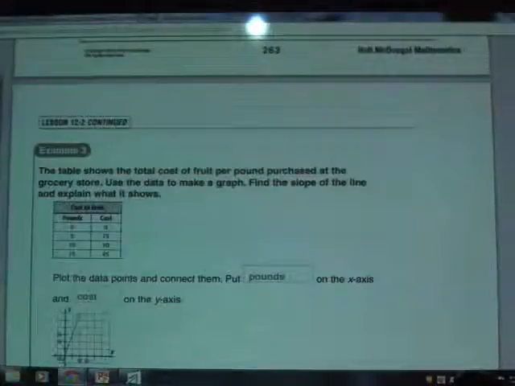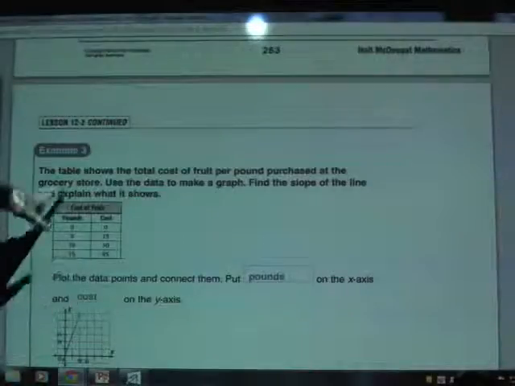Alright, so let's go ahead and take a look at number 3. Number 3 says the table shows the total cost of fruit per pound purchased at the grocery store. Use the data to make a graph, find the slope of the line, and explain what it shows. So as you can see, we've got this table here that's comparing pounds and costs.